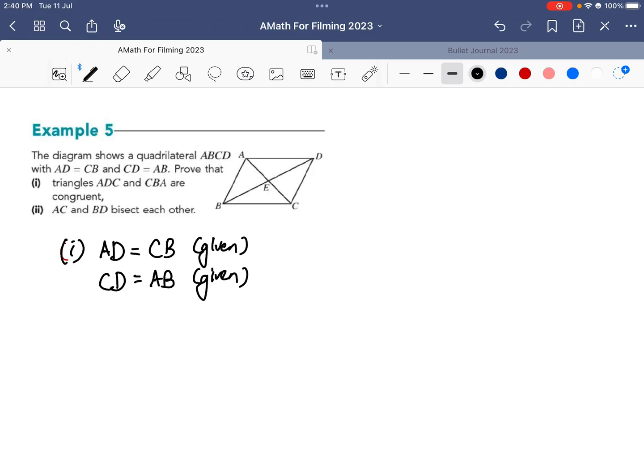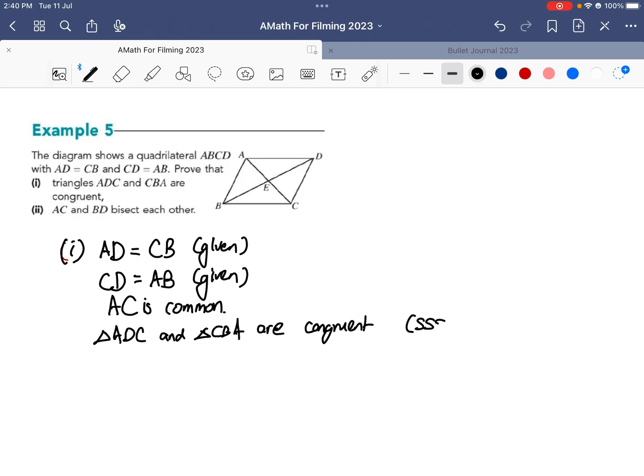Last but not least, we need another side. We can see that they share the side AC. So AC is common. Hence, in this case, triangle ADC and triangle CBA are congruent. And what is the condition that we have used? We have used the SSS proof itself.